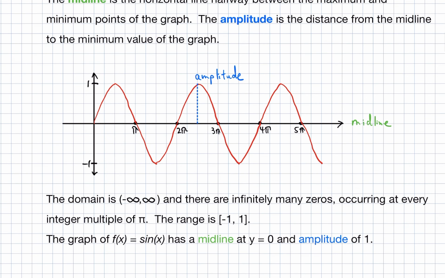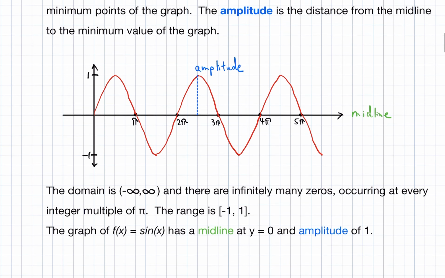Now the domain for this function goes from negative infinity, because it goes all the way to the left, and it can also go all the way to the right. And so there are infinitely many zeros occurring at every integer multiple of pi. Now the range would be our y values, and for this function our range goes as high as 1 and it goes down as low as -1. So then we would say that the range is from -1 to 1.